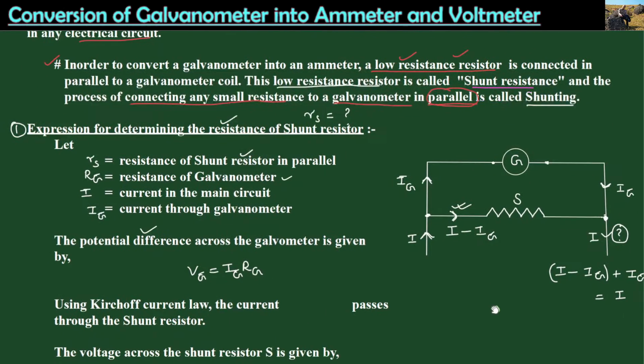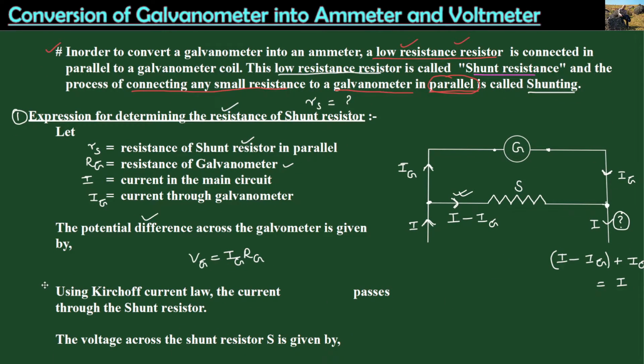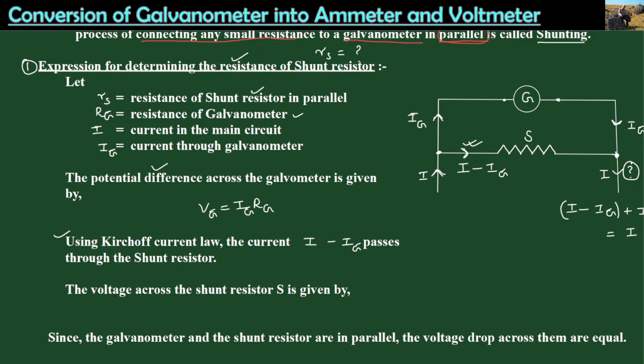Then from here, we will do just the writing from what we have learned. Using Kirchhoff's current law, the current I minus Ig passes through the shunt resistor S. So you need to find the voltage across this shunt resistor. The voltage across the shunt resistor is the product of the current and the resistance. What is the current across this shunt resistor? The current is I minus Ig.